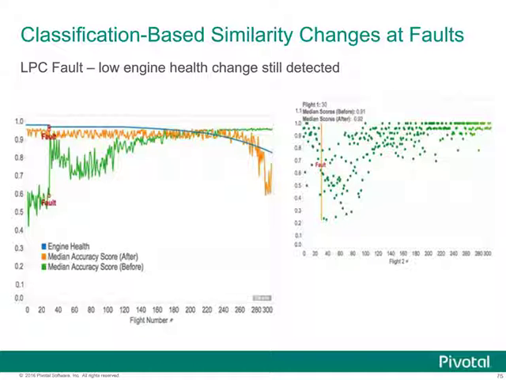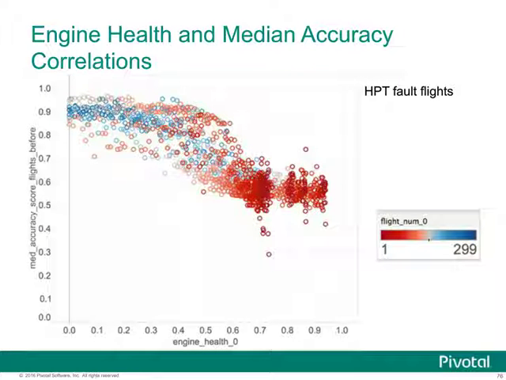Ultimately, what we wanted to ask, in terms of median accuracy and engine health, is whether what we're detecting really has something to do with an engine just getting older over time, and therefore the number of flights is affecting what is happening, as compared to an actual engine health change. So for the various faults we looked at the actual engine health over time on the x-axis, and the accuracy score on the y-axis.